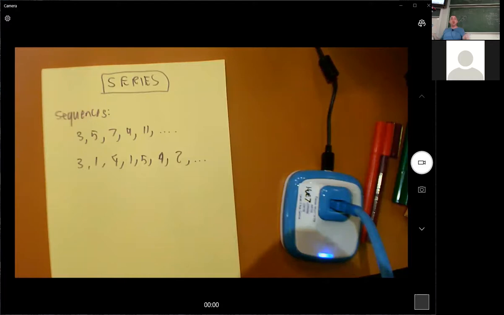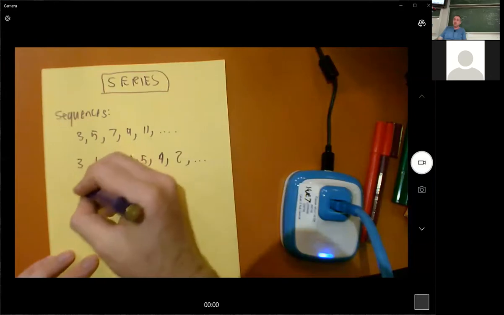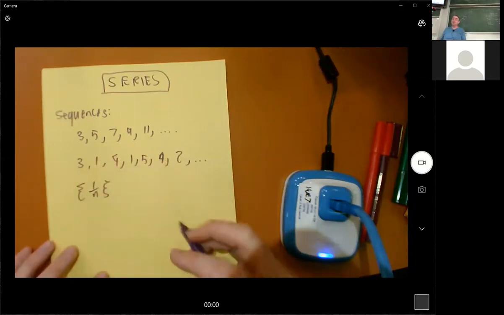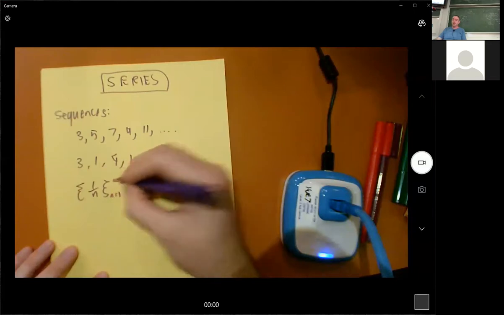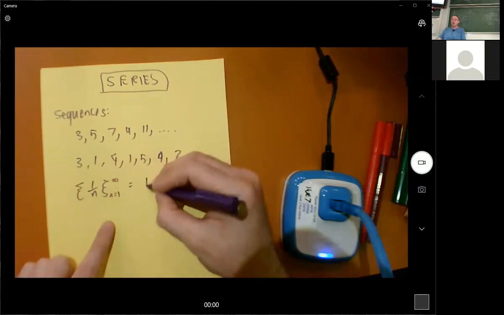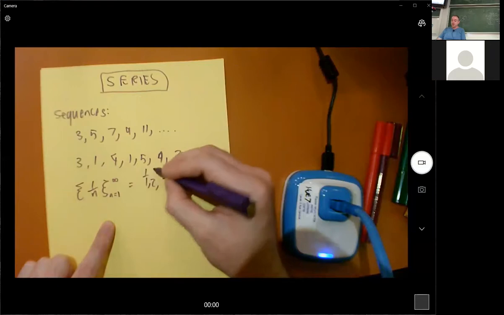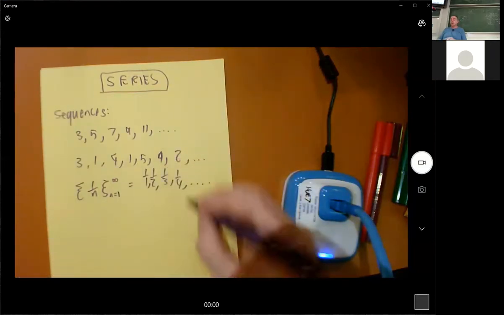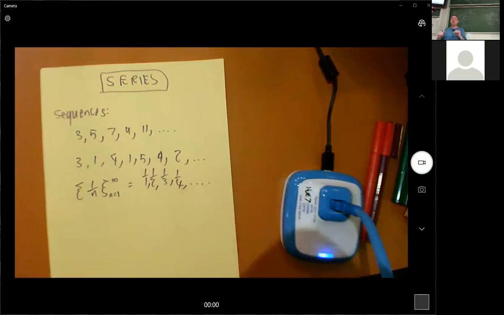But often they do have a pattern, and to specify them, we normally give a formula to say how to figure out what term number n is, based on what n is. But this is short for 1, 1 over 1, 1 over 2, 1 over 3, 1 over 4, etc. But the important thing about these sequences is they're just the numbers themselves.